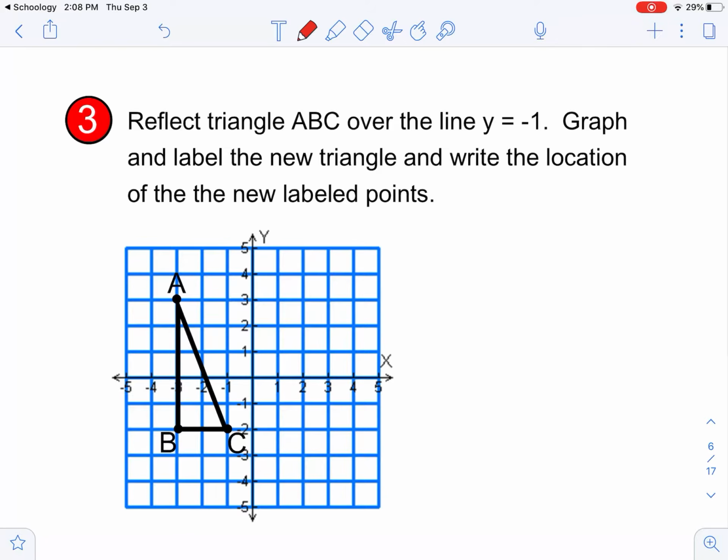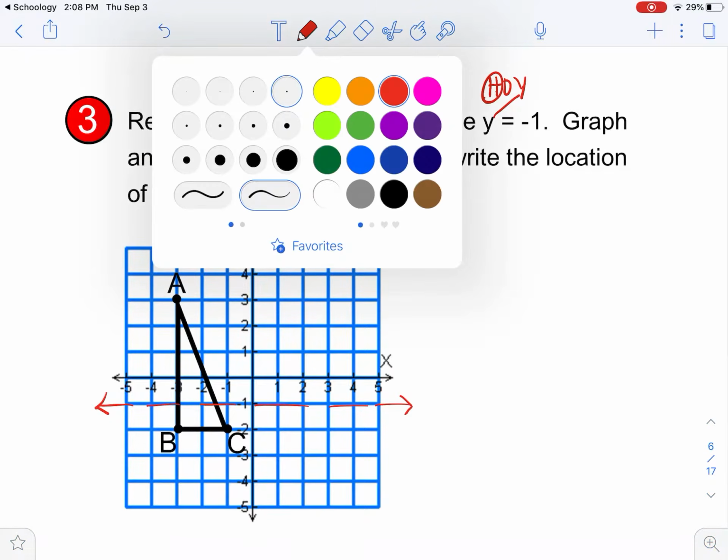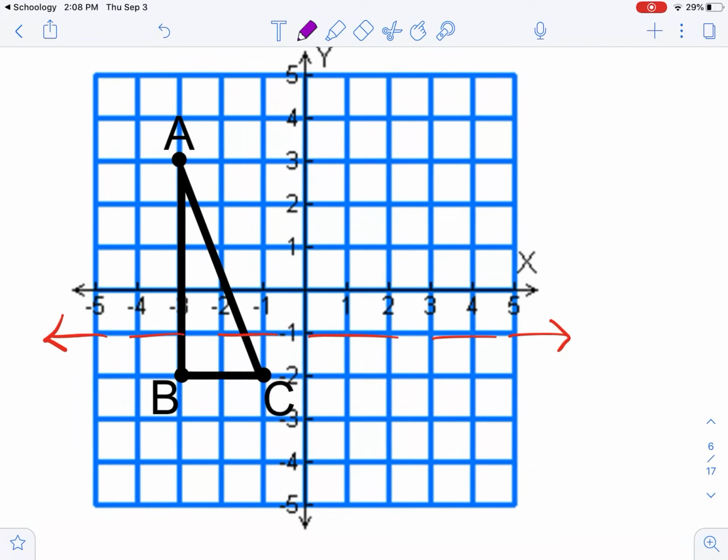Okay, graphing the line y equals negative 1. Horizontal. I'm graphing a horizontal line at y equals negative 1. All right, now I'm going to reflect each of my points over it.